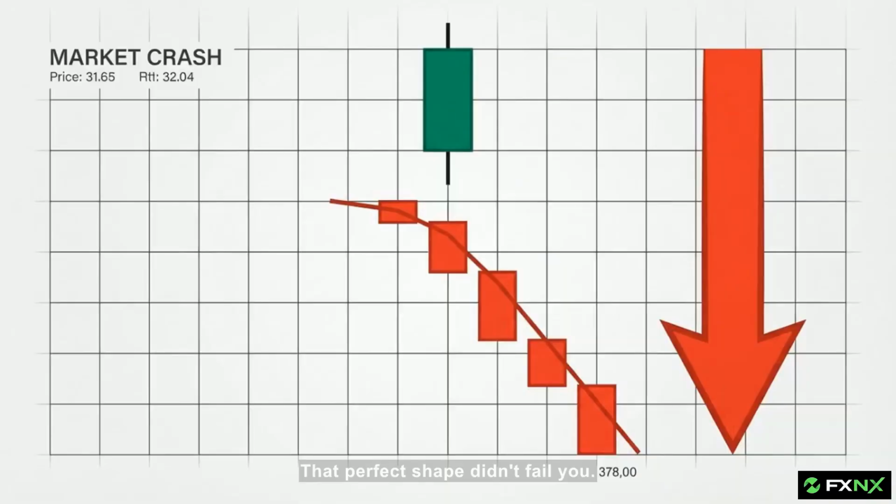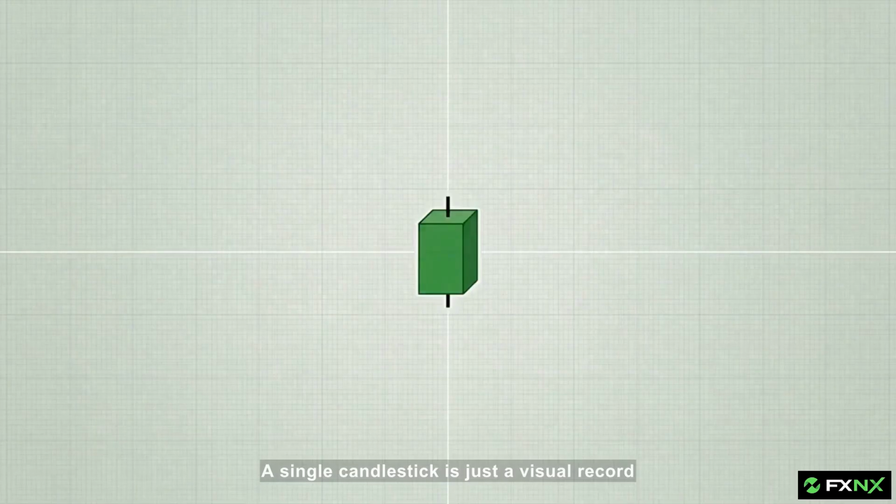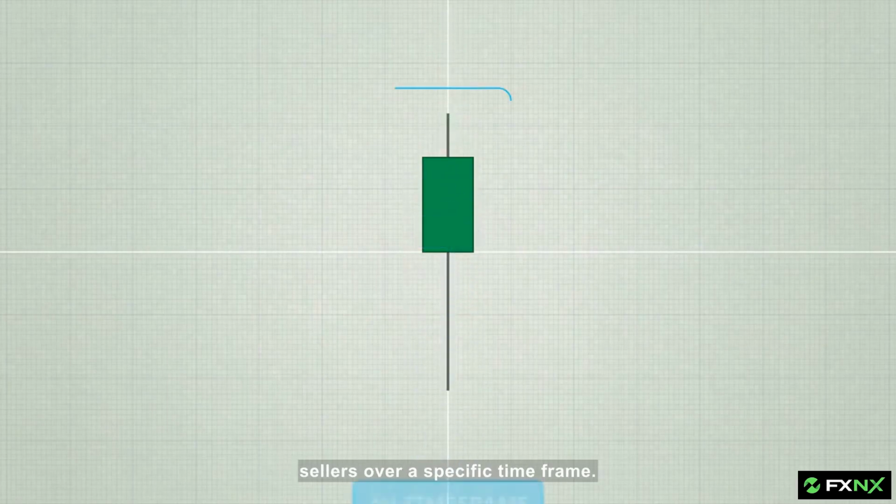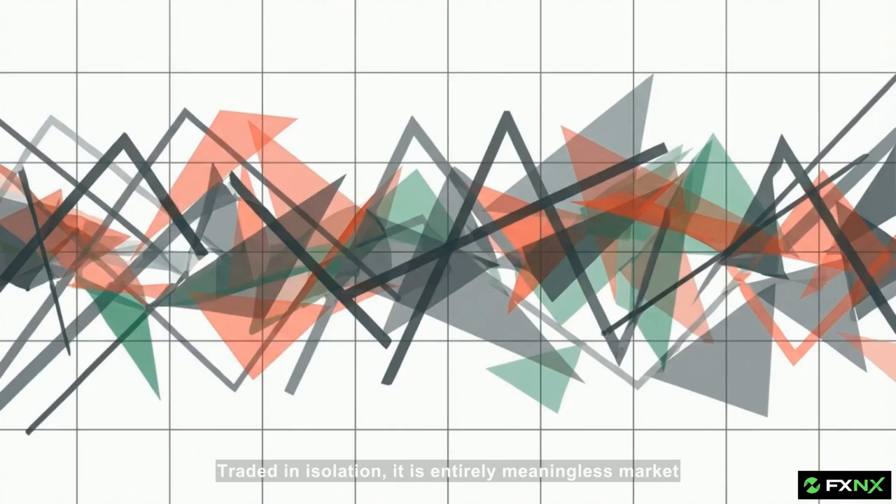That perfect shape didn't fail you. The issue is relying on a shape in the first place. A single candlestick is just a visual record of a momentary battle between buyers and sellers over a specific time frame. Traded in isolation, it is entirely meaningless market noise.